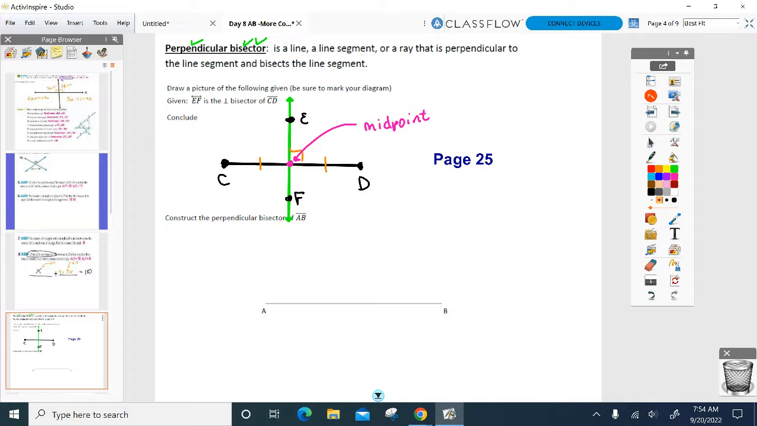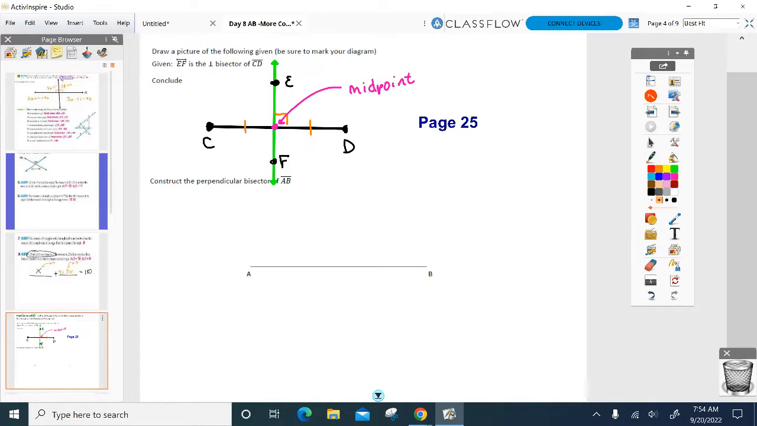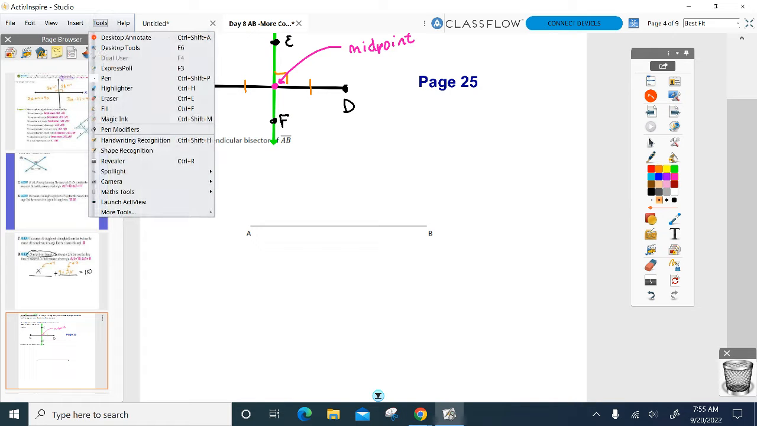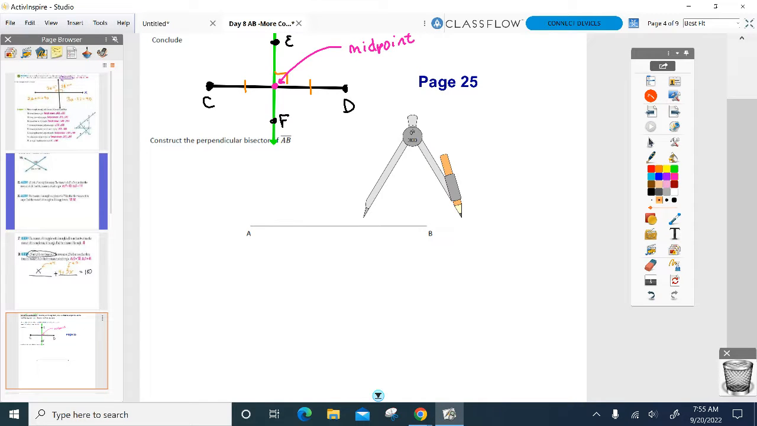Now I'm going to show you how to construct one. And good news, this is an old one. I've already shown you how to do this. We just never called it a perpendicular bisector because you didn't know the term yet. Haven't we done this already? Find the midpoint? Anybody remember how to do that construction? Because it's going to be the same construction. Remember the line we drew down? That's a perpendicular bisector. That's exactly what a perpendicular bisector is.